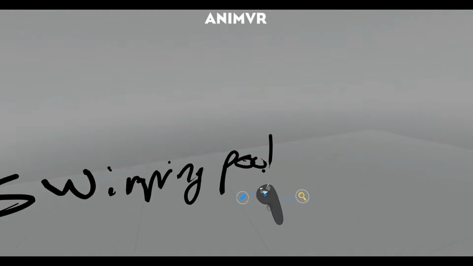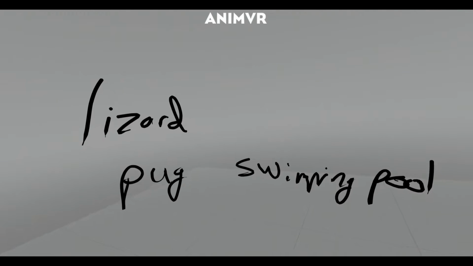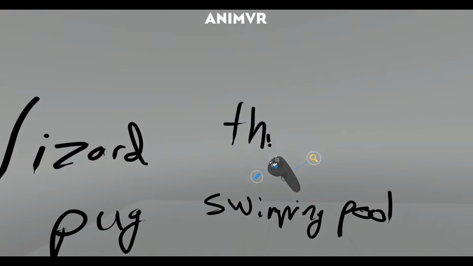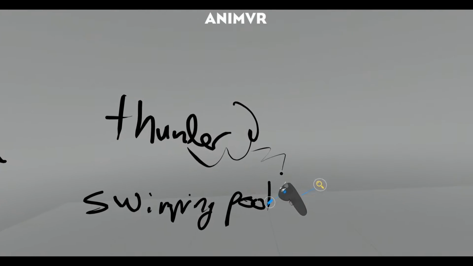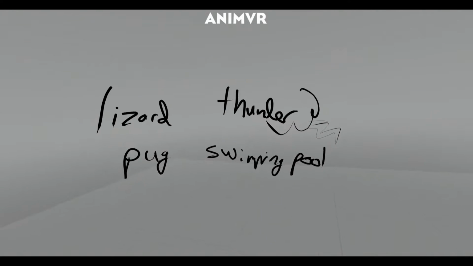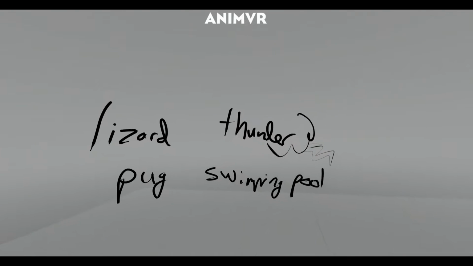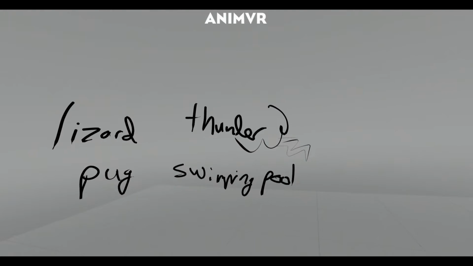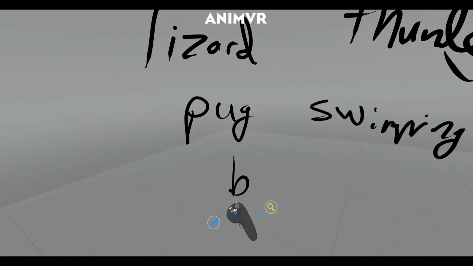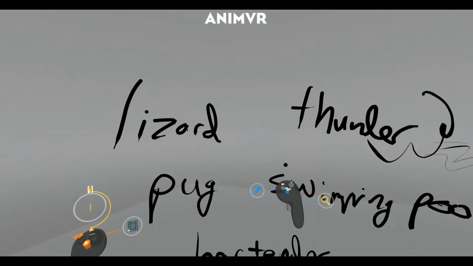My handwriting is not much better outside of VR. All right, so what else? A thunderstorm. Great. What else could we potentially draw, tell a story about? So we've got some locations and some characters. What's something that somebody could be doing? Pug is a bartender. Okay. What else we got? Lizard is a lifeguard.